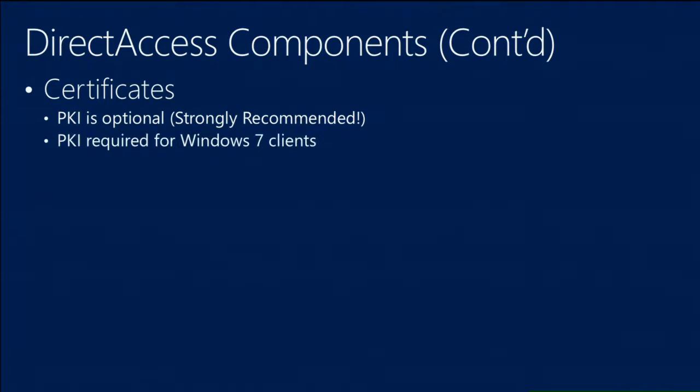So we recommend that you deploy certificates if at all possible. A PKI is required, however, if you're going to support Windows 7 clients. So if you plan to support Windows 7 clients for your DirectAccess deployment, then you must have a PKI, so you can't get around that.